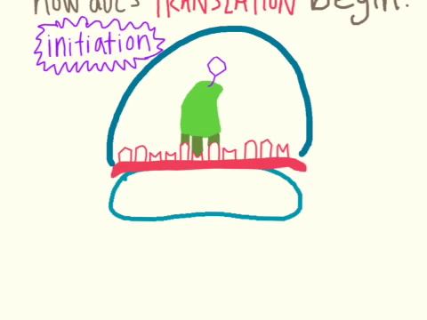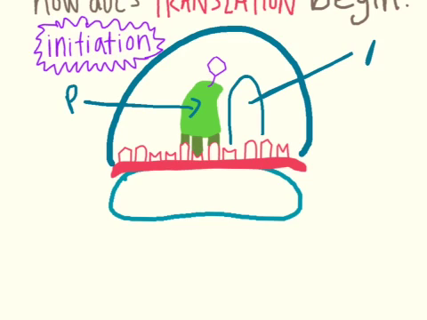The initiator tRNA fits into one of the binding sites. Then we have this other one right in here that is not occupied. This site is the P site, and it has the growing polypeptide. This is the P site right here, labeled with a P. And this is the A site right here, which is vacant, but is ready for the next amino acid-bearing tRNA.